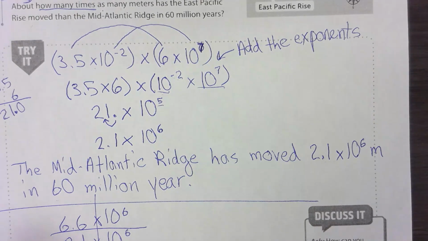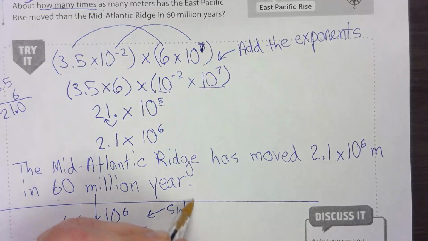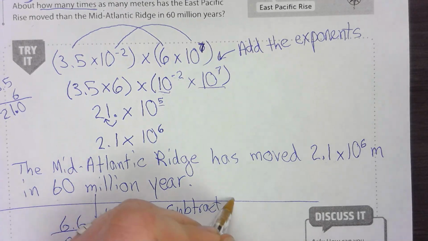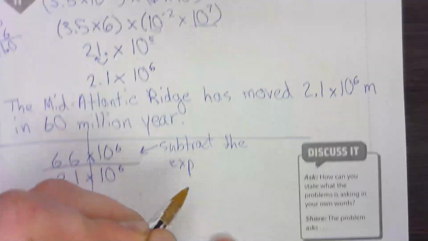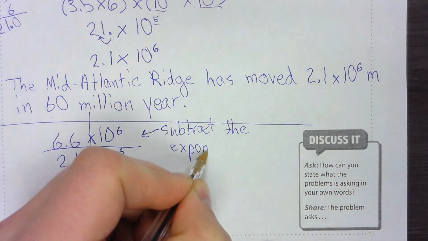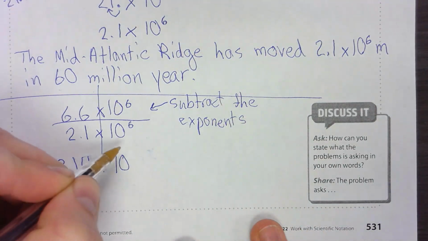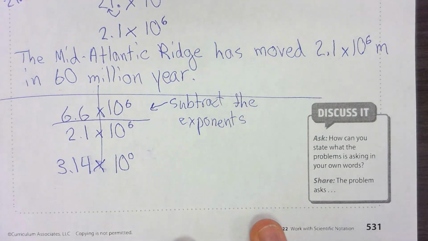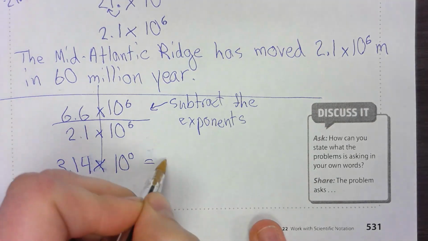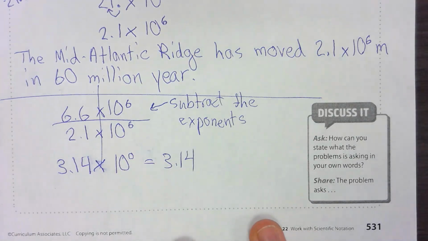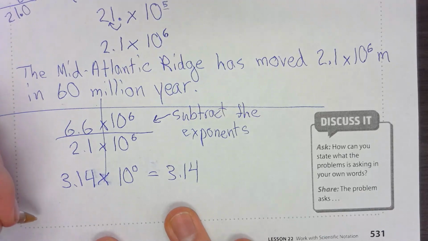3.14, and what's happening over here? We subtract the exponents when we divide. Subtract the exponents, so we get 10 to the 0th power, which is 1, so this is like 3.14. And this said to estimate, so we're just going to say 3.